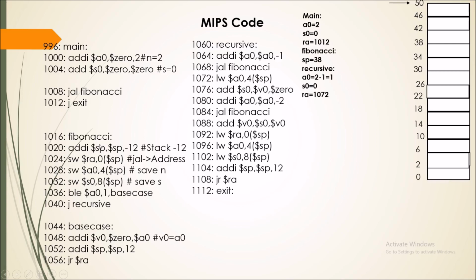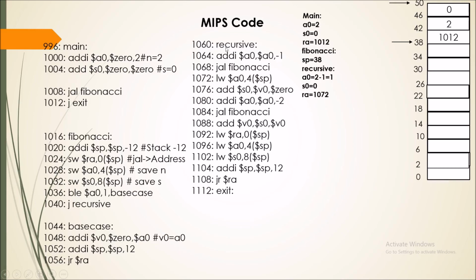We have add immediate SP, the stack pointer. In the stack I am pointing to 50 as an example. So it will minus 12. So we have the value of SP as 38 now, so it will be pointing to 38. Then we save the array value, A0 value and S0 value in the stack. Later we are comparing if A0 is less than or equal to 1. If so, then we will go to the base case, but for now we have A0 as 2, therefore it is not equal to 1 or less than 1, so we are going to the recursive call.